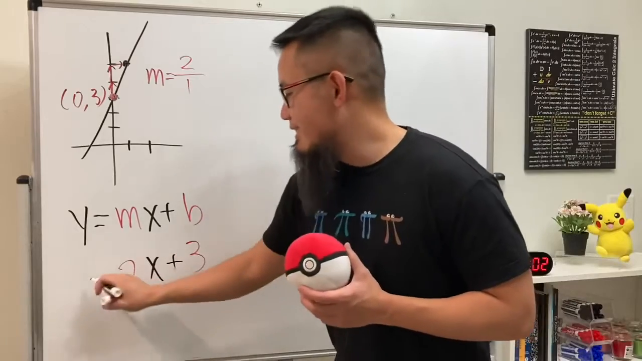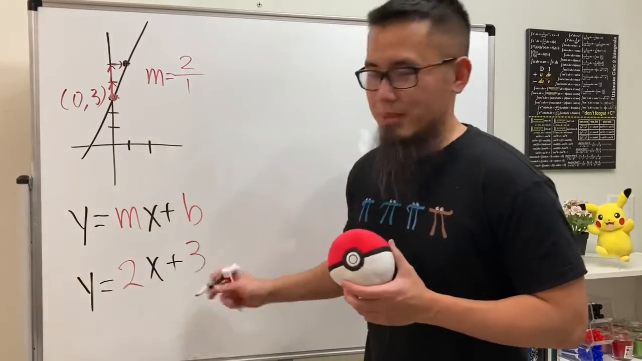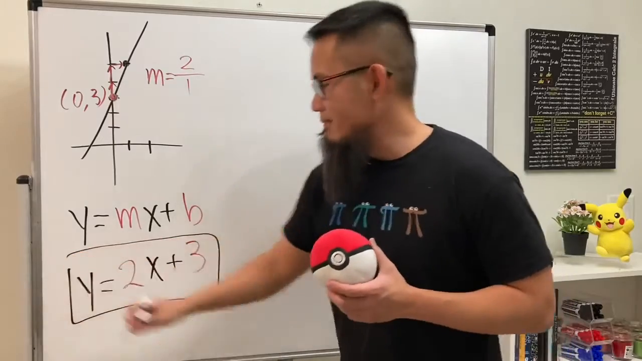So the answer is just y = 2x + 3, and then we are done. Just like that.